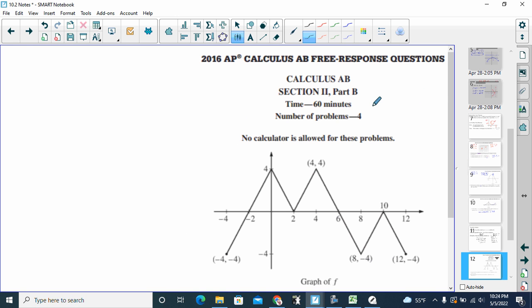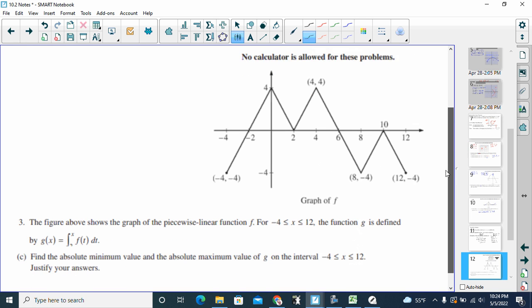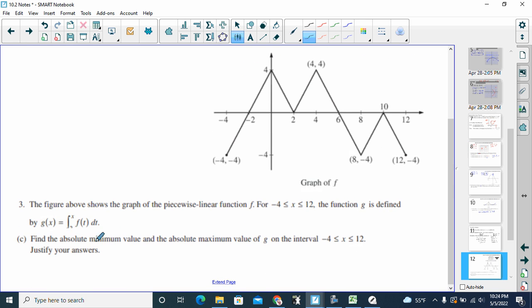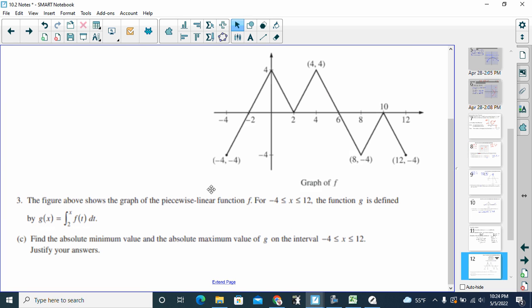This problem comes from the 2016 AP exam. It's on the no calculator part. It defines in the problem that g of x is equal to the integral from 2 to x of f of t dt. They give us a graph of f of x, and then we were asked to find the absolute minimum and absolute maximum value of g. So not of this graph, that'd be easy. We could just find the highest and lowest points, but the maximum and minimum of g.